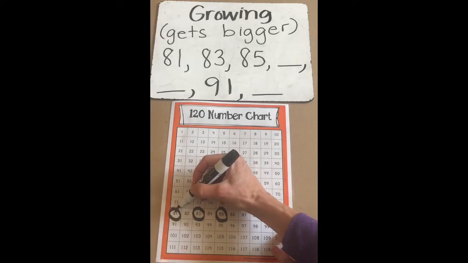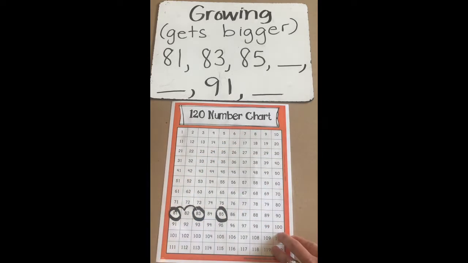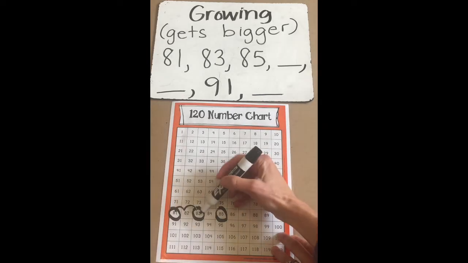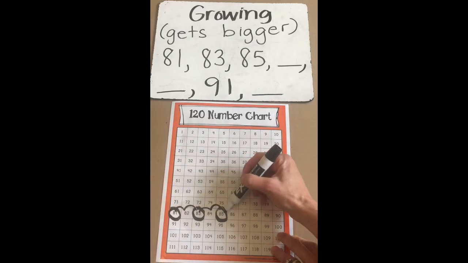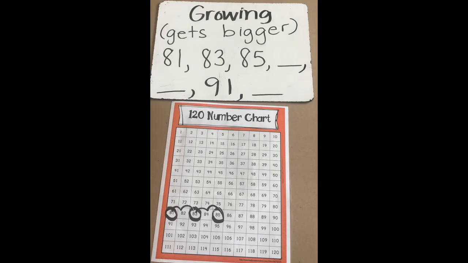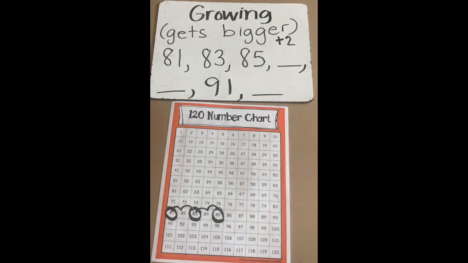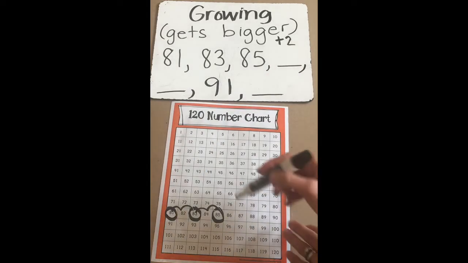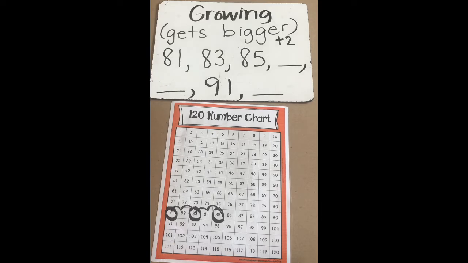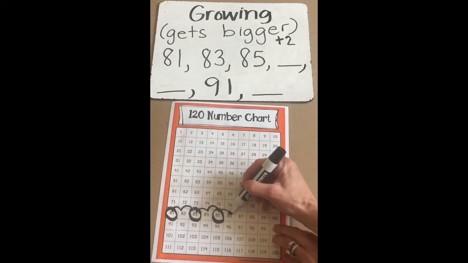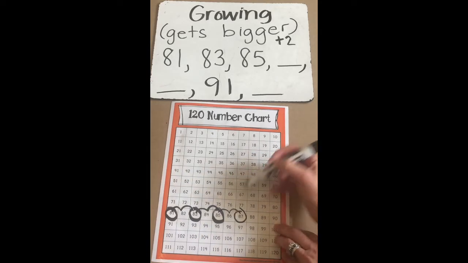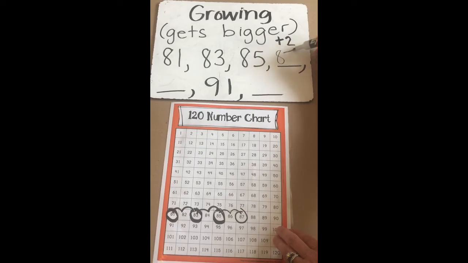So where they're getting more, 1, 2. Each time is 2 hops. Let's try that again. 1, 2. So I can say that my rule each time is I'm adding 2. That rule is going to help me figure out the next number. So now I need to add 2 to 85 or 2 more. Ready? 1, 2. So my next number is 87.